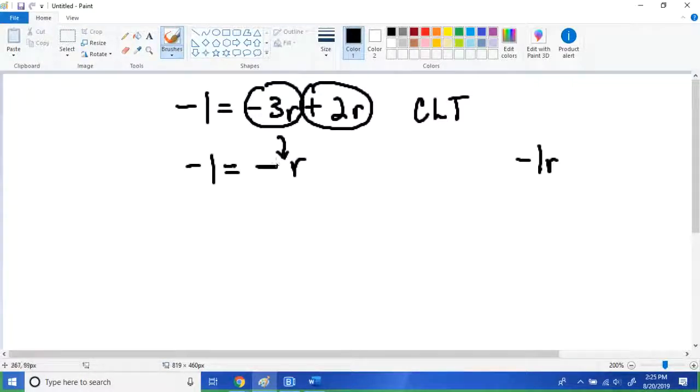Okay, you do not want to end with a negative variable, so we're going to divide by negative 1 on both sides so we can eliminate the negative in front of the variable. Negative 1 divided by negative 1 is 1 equals negative 1 divided by negative 1 again is 1. Answer is going to be 1 equals r.